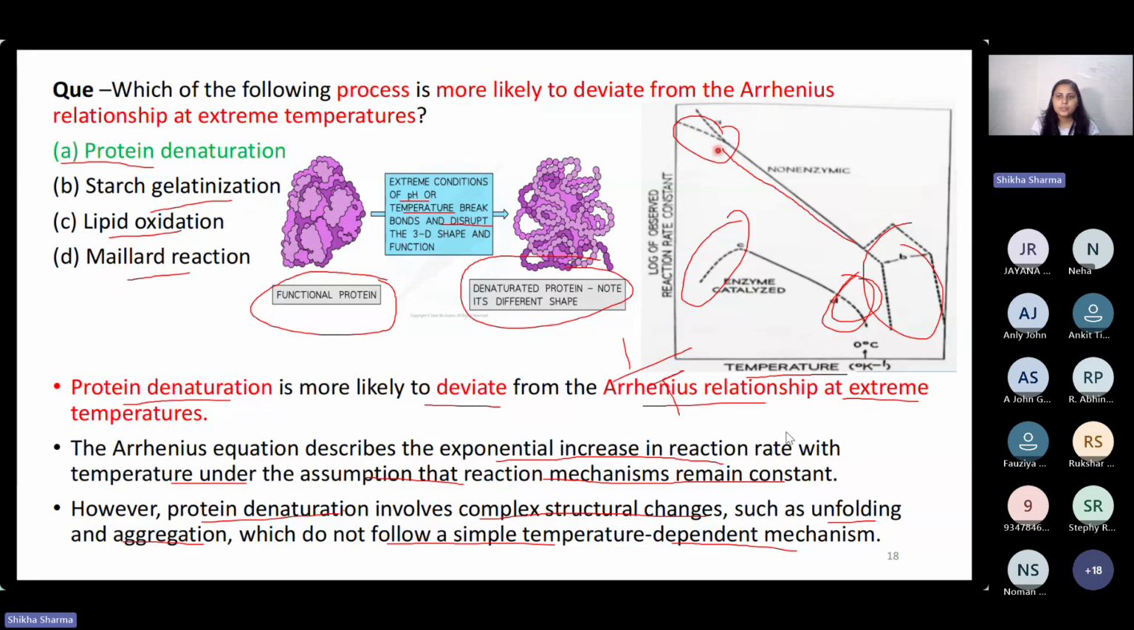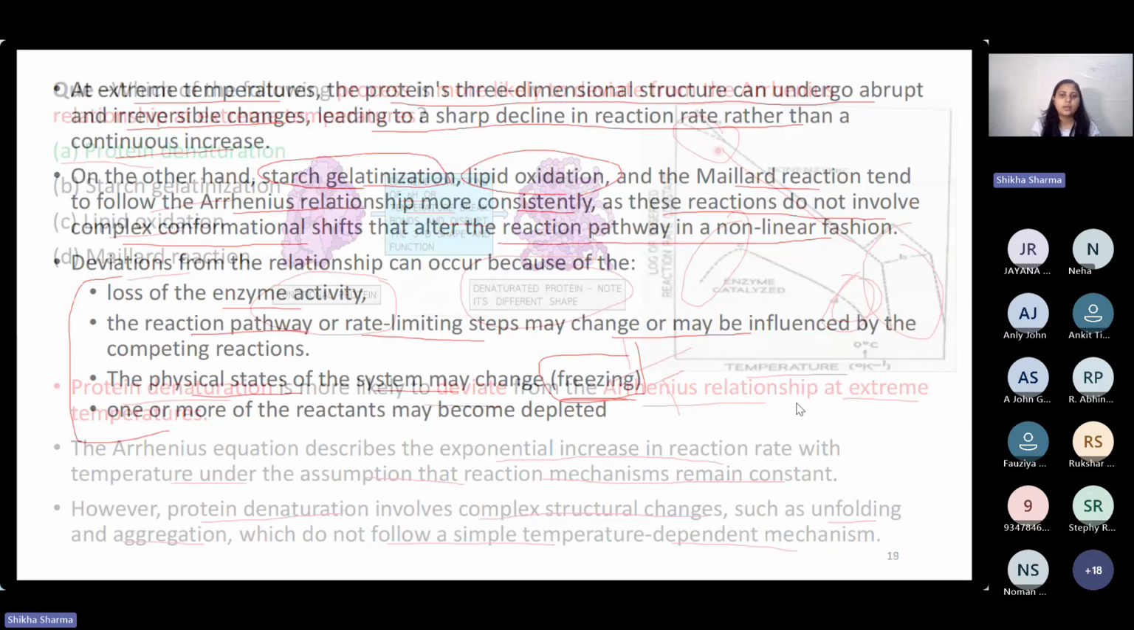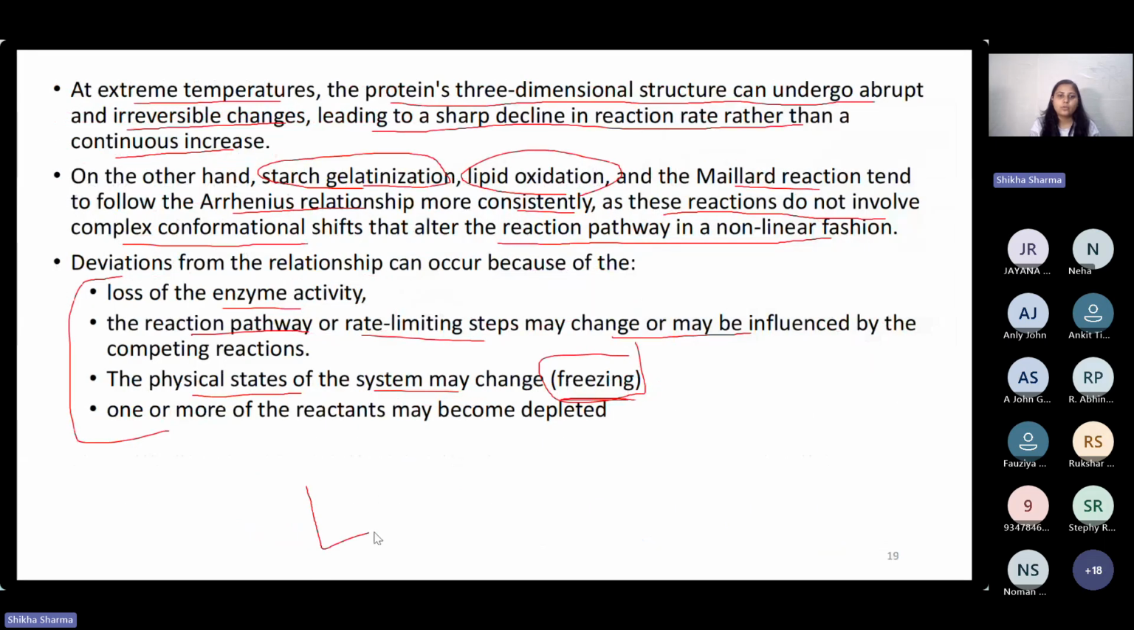So basically, at very low temperature, what is going to happen? The state of the product will be different. It will be in solid form. So the enthalpy we are using, del H, will change. Cp, the specific heat, will also vary here.